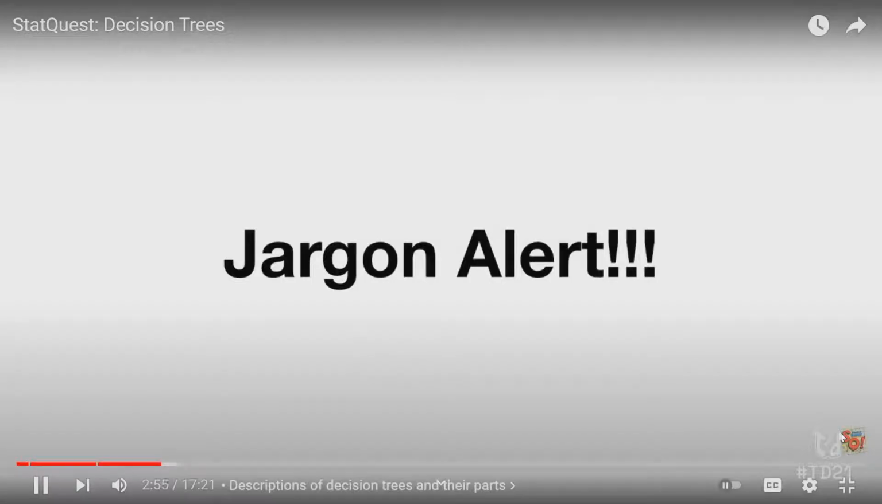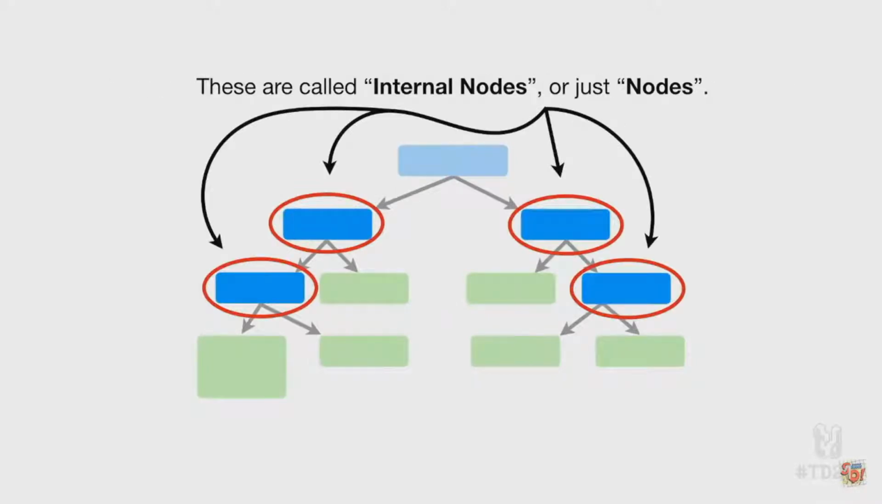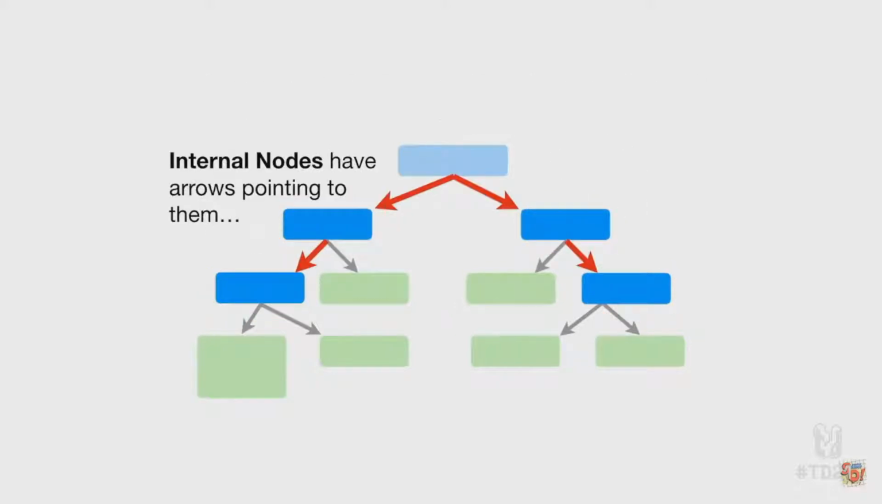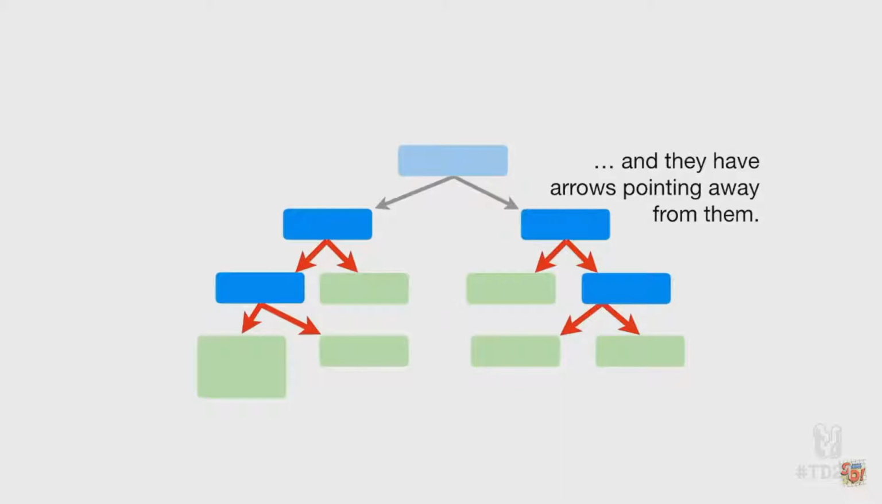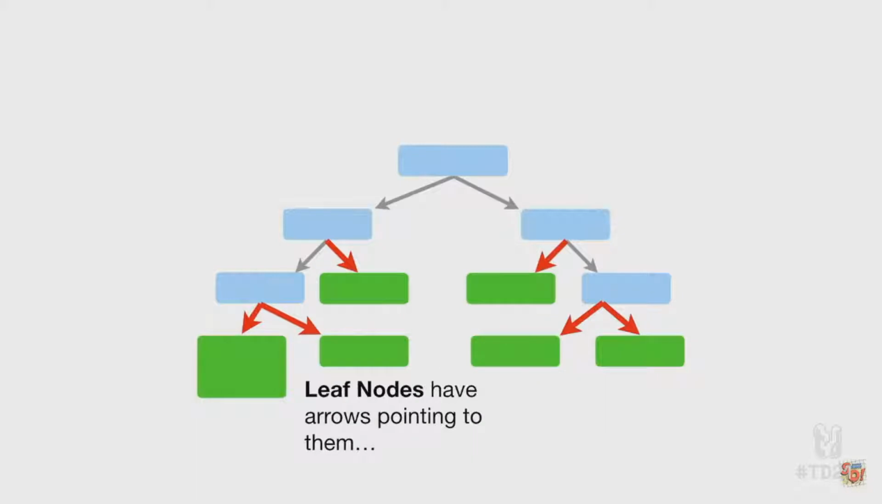Oh no, jargon alert. The very top of the tree is called the root node, or just the root. These are called internal nodes, or just nodes. Internal nodes have arrows pointing to them, and they have arrows pointing away from them. Lastly, these are called leaf nodes, or just leaves. Leaf nodes have arrows pointing to them, but there are no arrows pointing away from them.